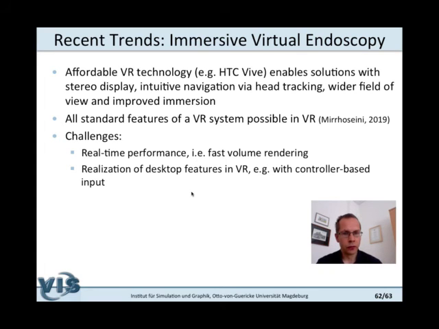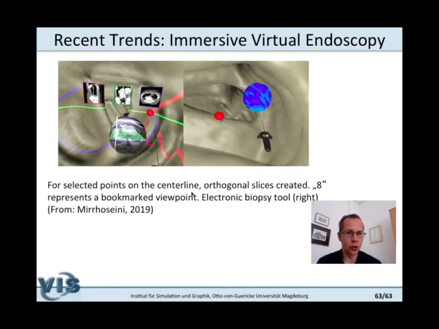Yeah, that you can grab some functions or sliders, for example. Here you see screenshots from this system. Maybe I comment first on these two numbers here. Here is an 8 and here is a 5. These are numbers for bookmarks. So it was possible to create bookmarks for later revisiting and reviewing.